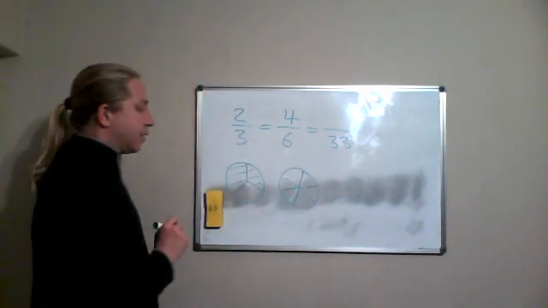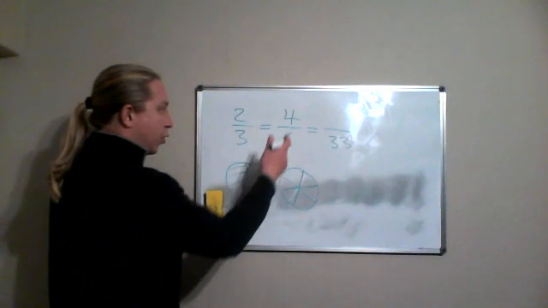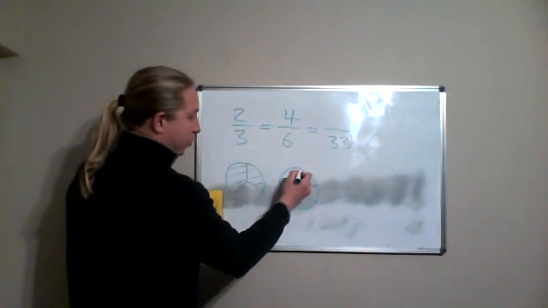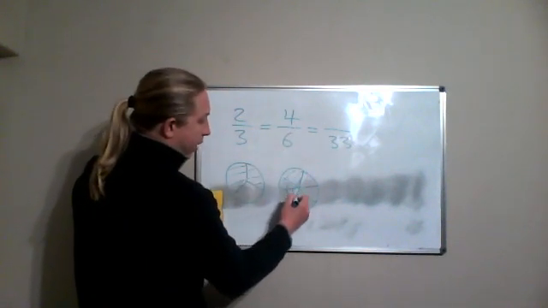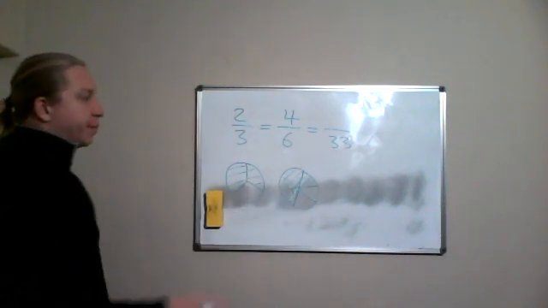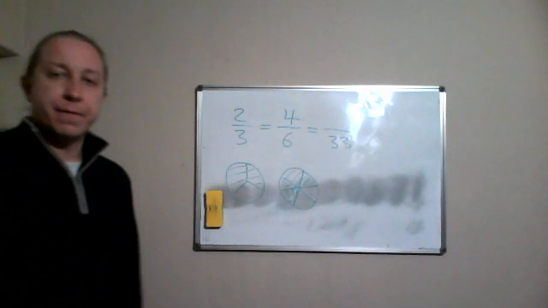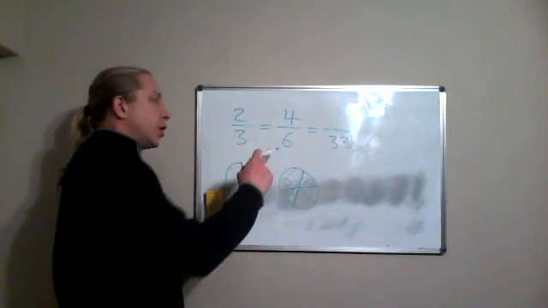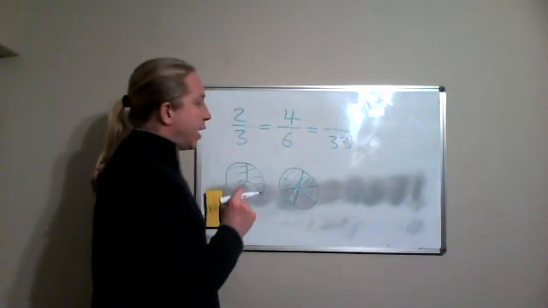Okay, like that. So I want 4 out of the 6. So that's 1, 2, 3, and 4. It's the same amount of pie, which means it is equivalent fractions. Okay, so let's continue the same logic, right?